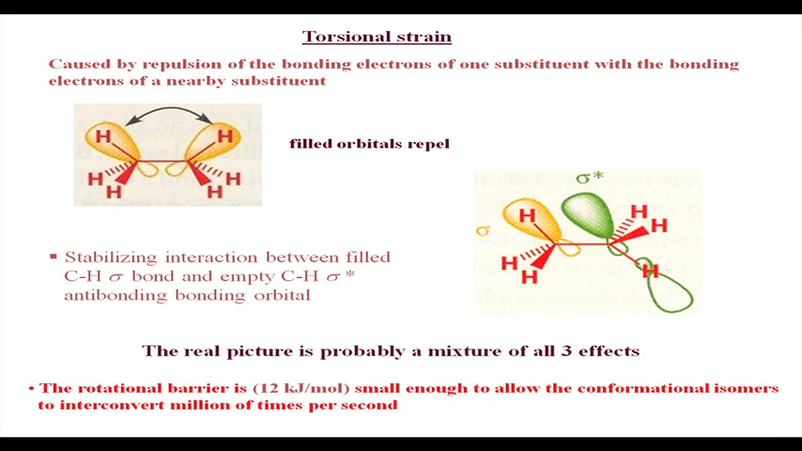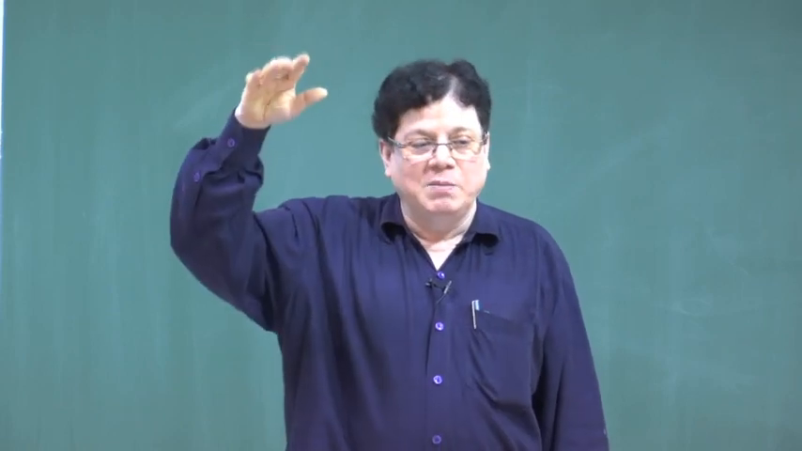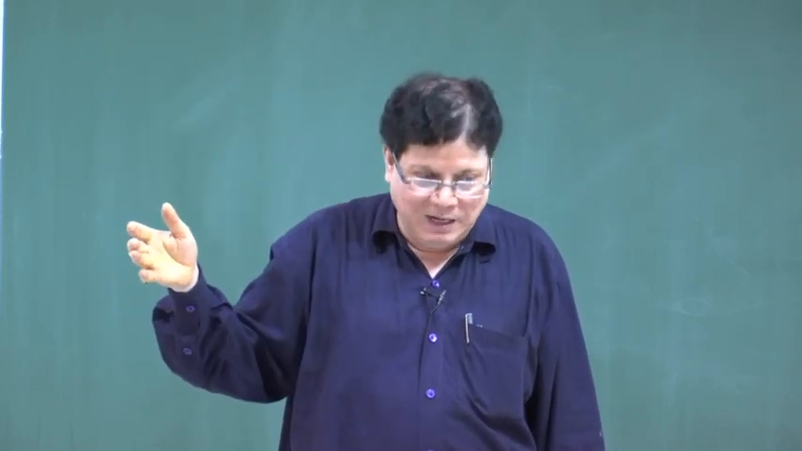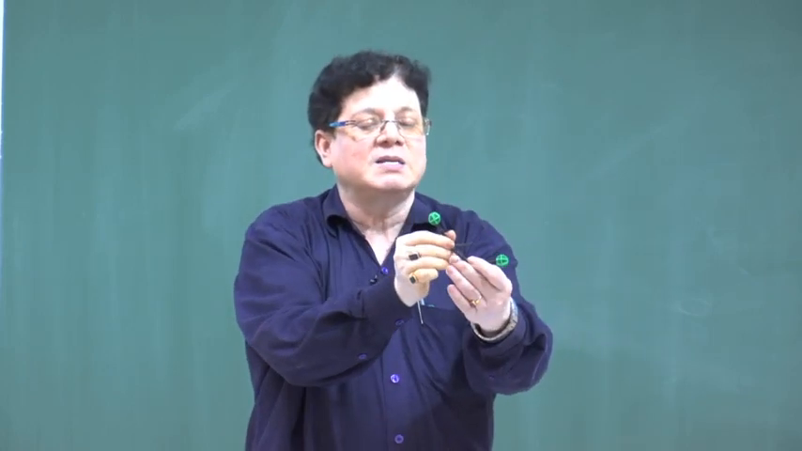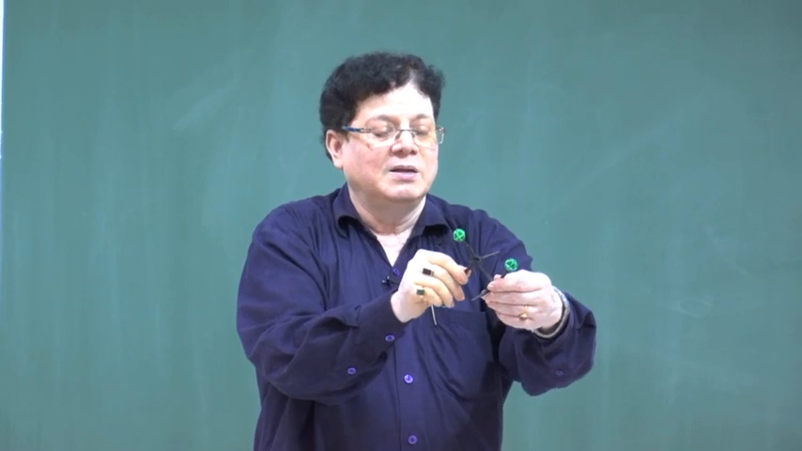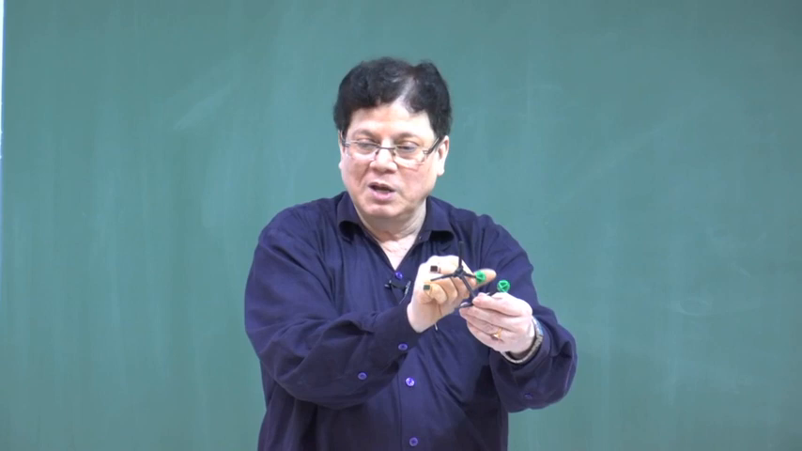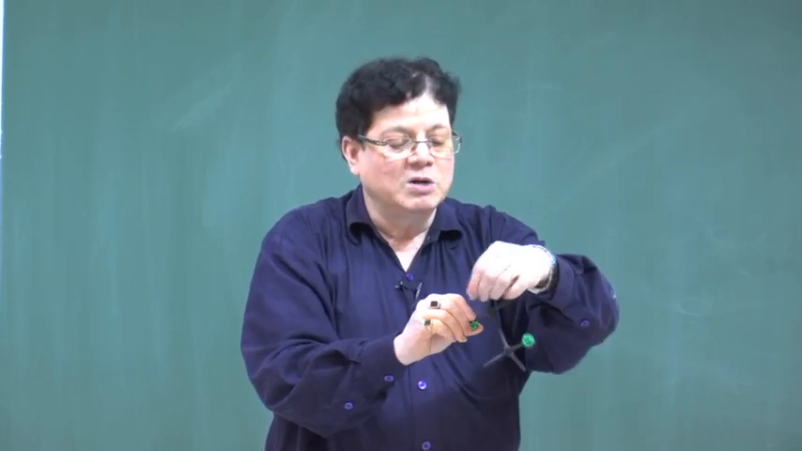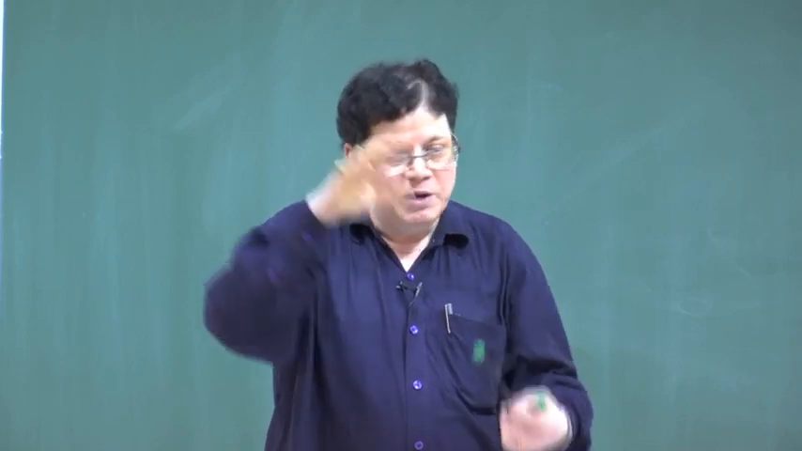Now, in case of butane, you have 2 extra methyls. In case of ethane, you have only one energy minima and one energy maxima. First it is eclipsed and then it goes to the staggered, then again eclipsed, then again staggered. This way it goes. Because these atoms are all the same, the energy minima remain at the same position.